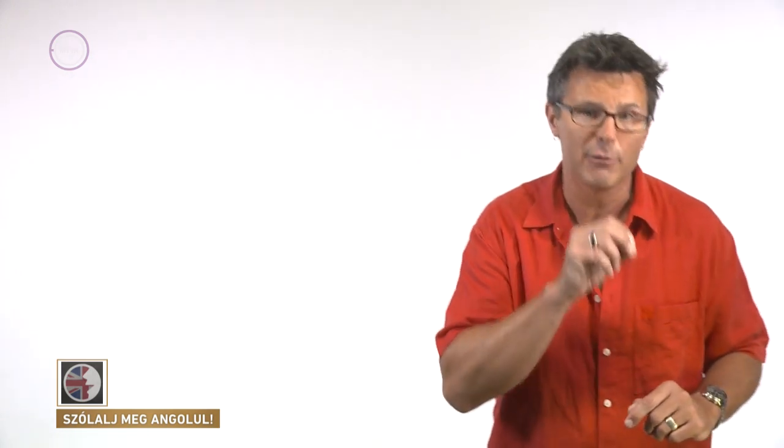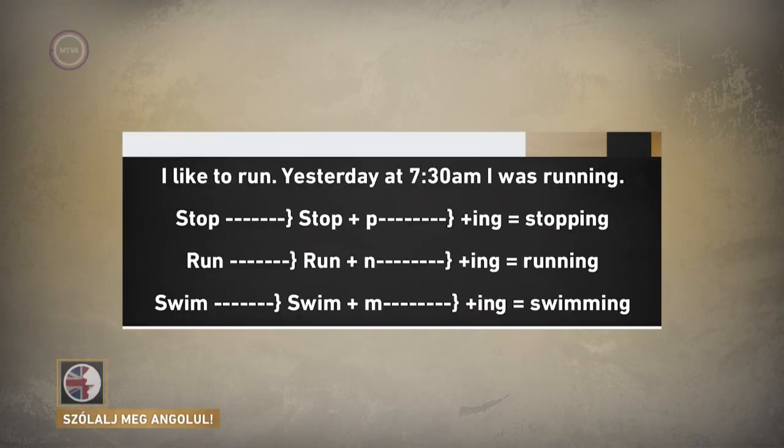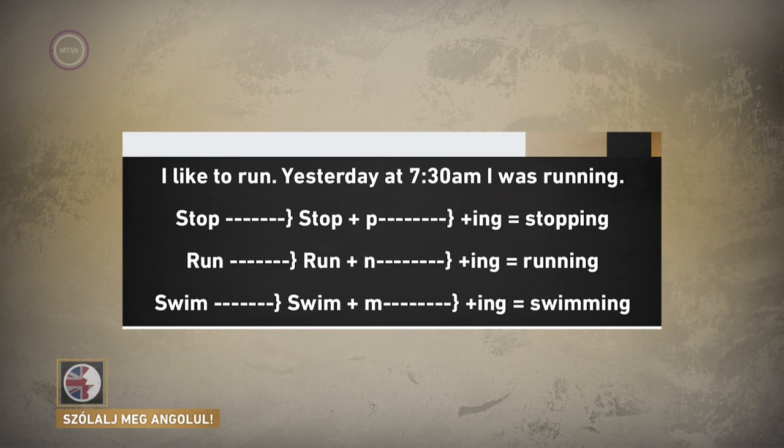Okay, what about another area of spelling? Well, if the verb ends in vowel plus consonant, then we have to double the last letter before we add the ing ending. I like to run. Yesterday at 7:30 a.m. I was running. Alrighty, but we also have to remember that if a verb ends in two consonants, then we don't double the last letter before we add the ing ending.